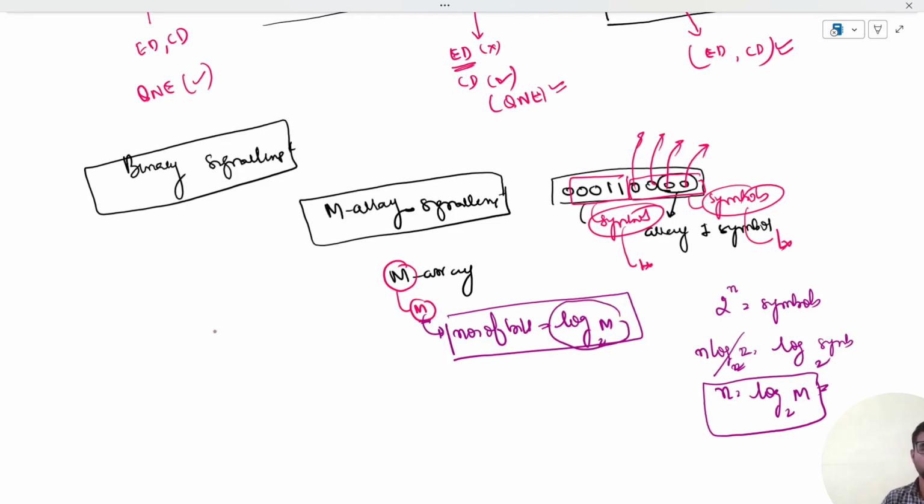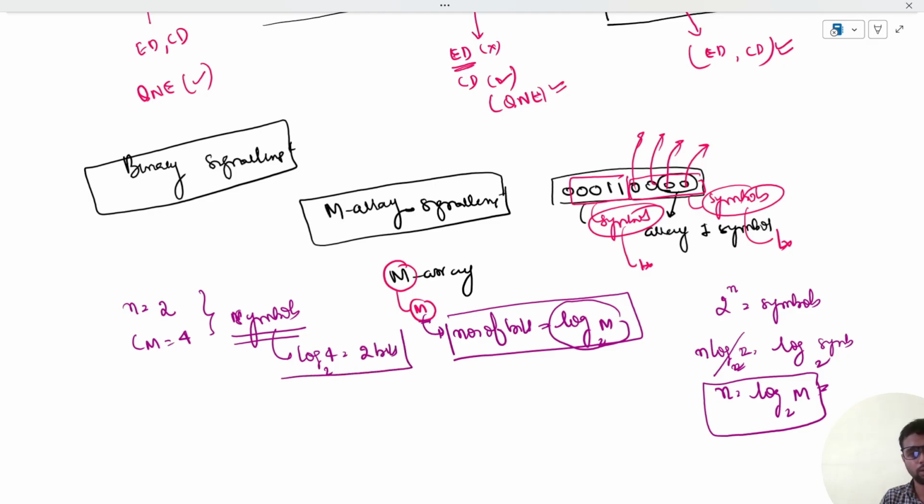Now this is very important. For example, if we take n equal to 2, then total M will be equal to 4. That means 4 symbols. We can transmit 4 symbols, and to represent 4 symbols, we use log base 2 of 4, that is equal to 2 bits. Okay. If this much is clear.